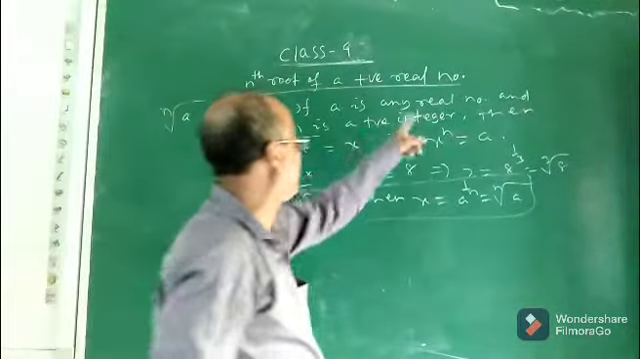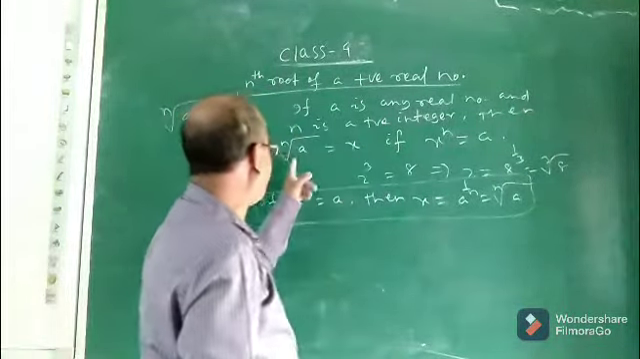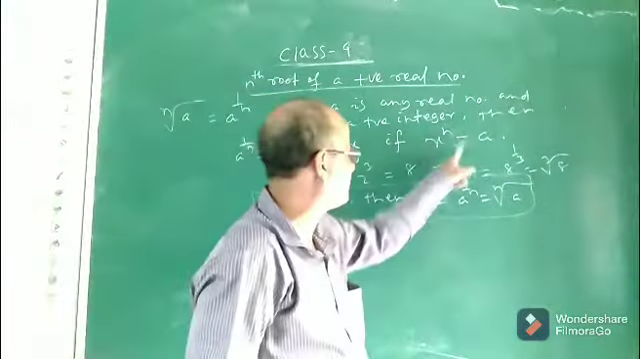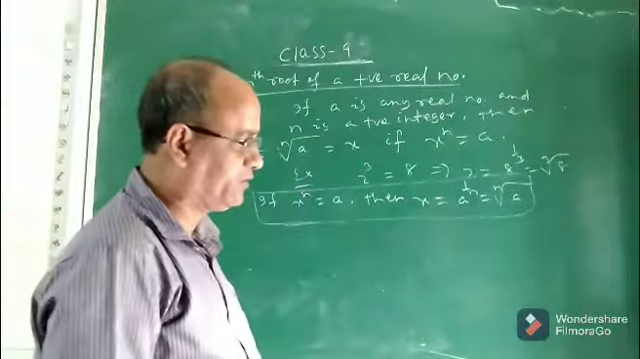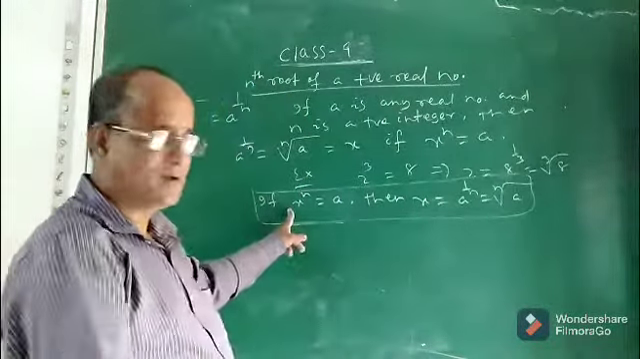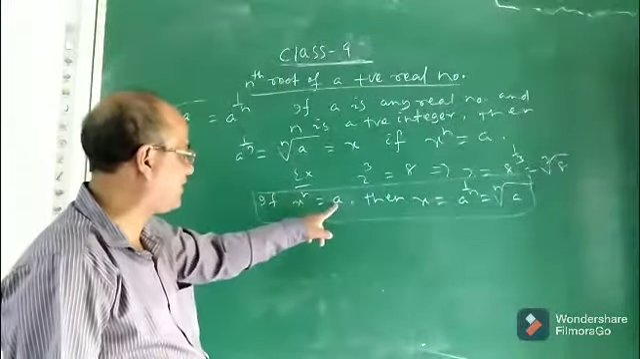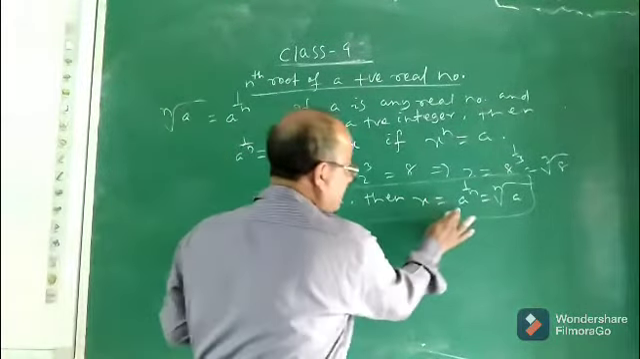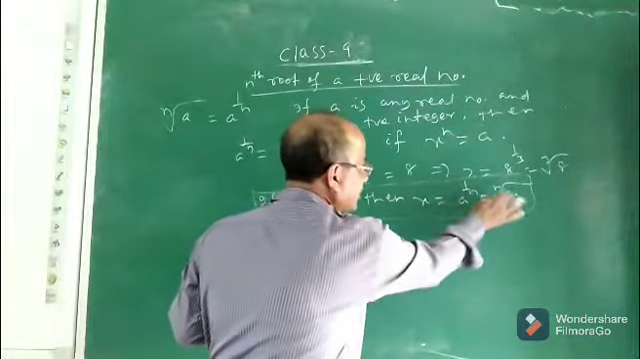If A is any real number and n is a positive integer, then nth root of A will be equal to x if this condition is satisfied, that is, if x to the power n equals A. And what is the converse? The converse is, if x to the power n equals A, then x will be equal to A to the power 1 by n or nth root of A.